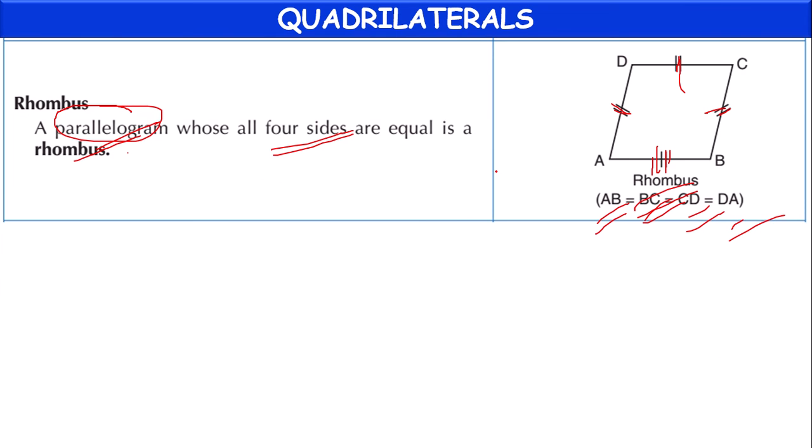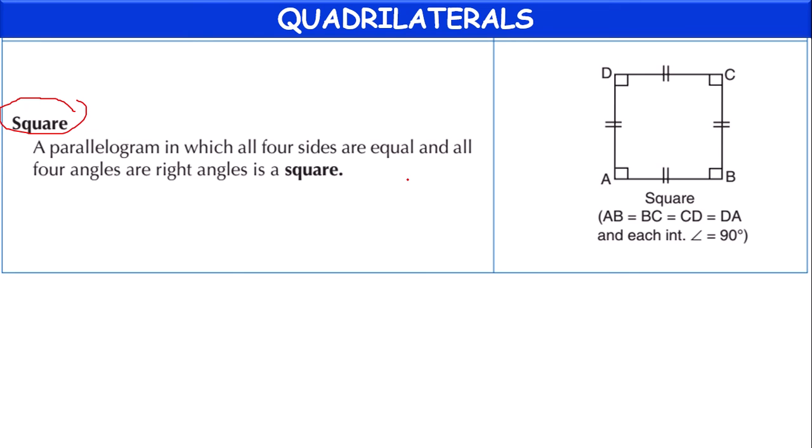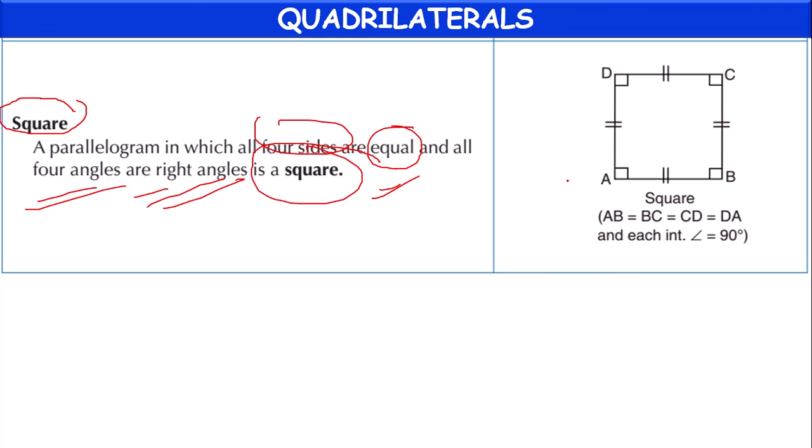So in the rhombus, it's a parallelogram, all four sides are equal. Here there is no compulsion that each angle is equal to 90 degrees. Regarding the angle, we have not mentioned anything in the rhombus. We have said just that it is a parallelogram with all four sides equal. But in a square, all four sides are equal, and along with that, all four angles are also right angles. Then it will be called a square.